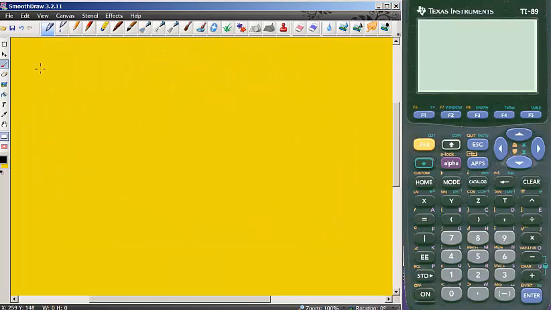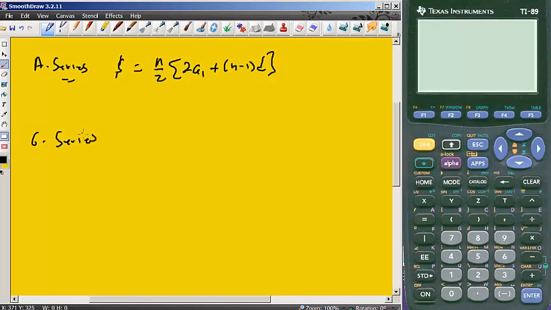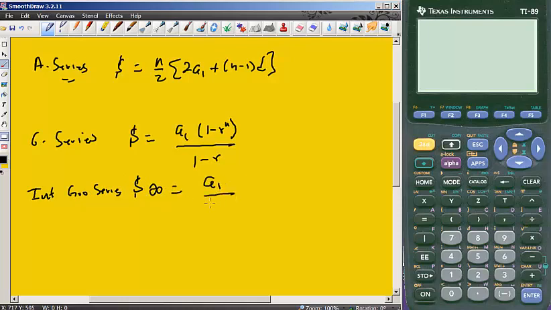So let me restate all the formulas. For arithmetic series, we have a formula: the sum is equal to n over 2, all that times 2 times a sub 1 plus n minus 1 times the difference. Okay, and then for a geometric series, we have s is equal to a sub 1 times 1 minus r to the n, all that over 1 minus r. Okay, and then we have infinite geometric series, s to the infinity is a sub 1 all that over 1 minus r.